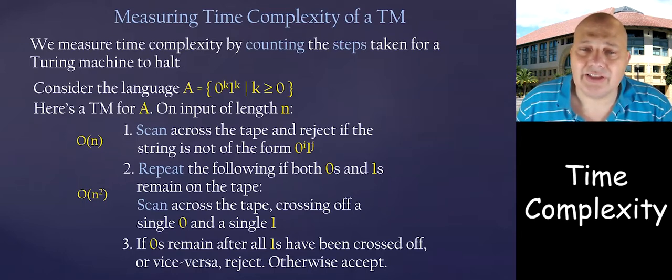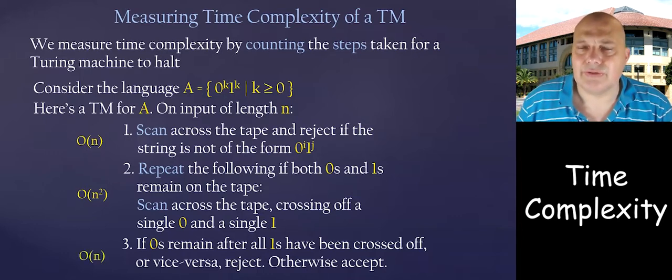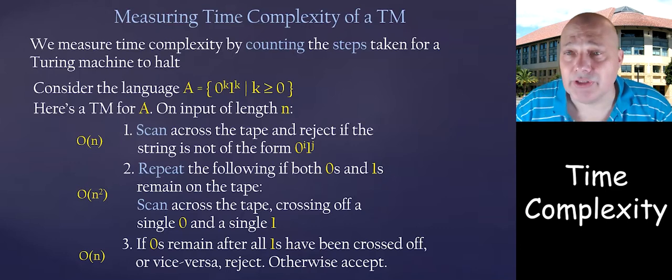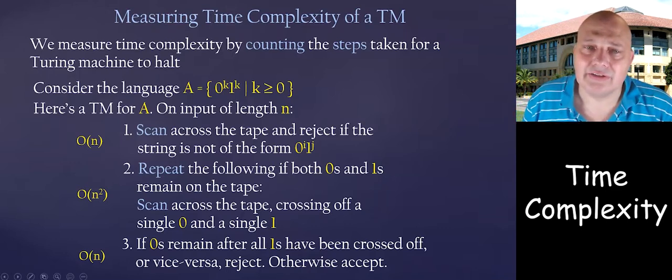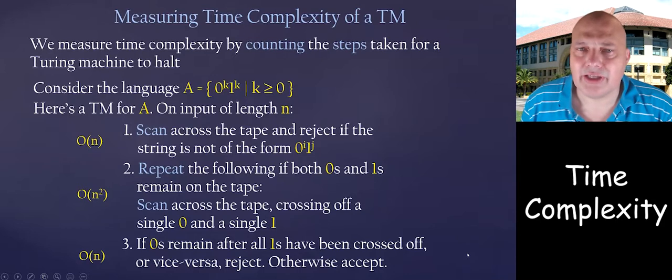And finally, just verifying the last thing is still order n. So for example, verifying that you're left with nothing on the tape will take order n. So in total, the number of steps you're taking is order n squared. That's just an example of counting the time complexity of a particular computation.